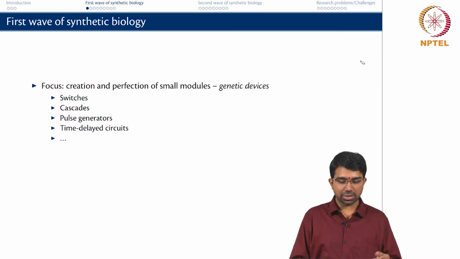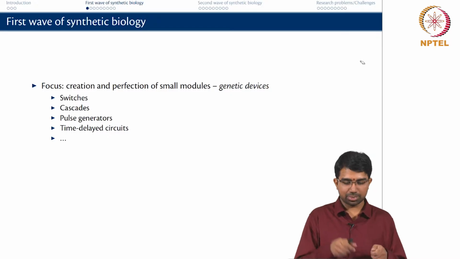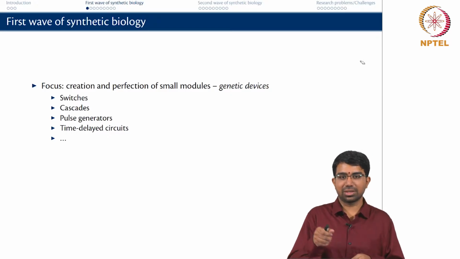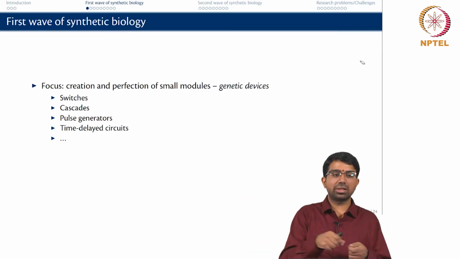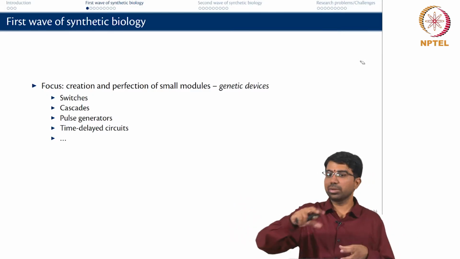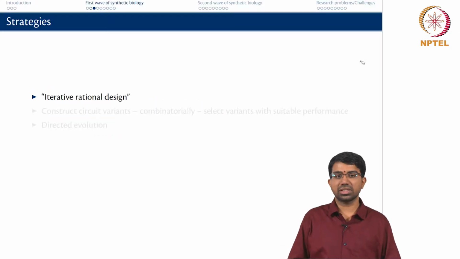So, you stick all these together. If you want to build a more complex system, you need a pulse generator or an oscillator or a switch and so on, and you stick them in tandem with some other components, and finally you get an interesting behavior. So, what kind of strategies did people use?